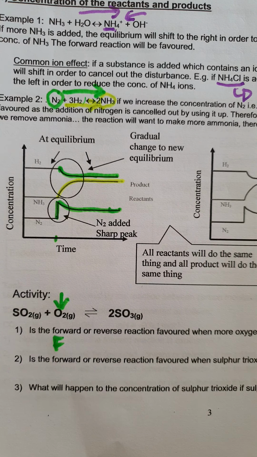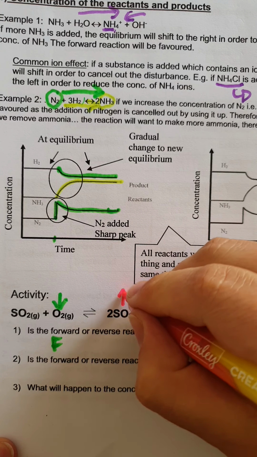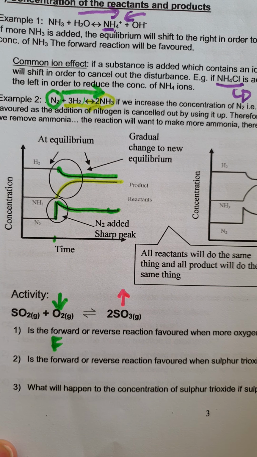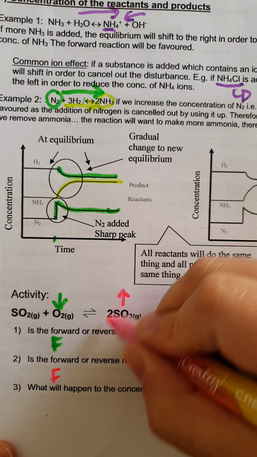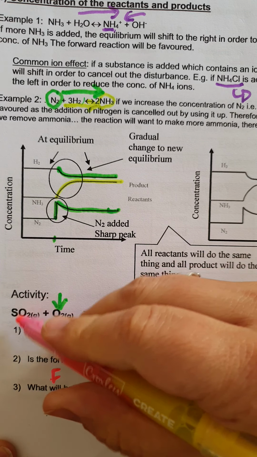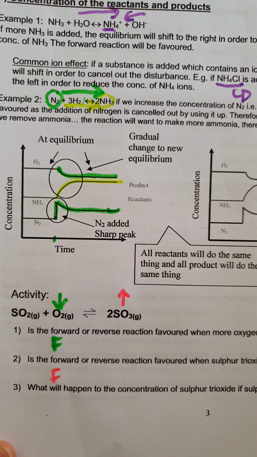Is the forward or reverse reaction favored when sulfur trioxide is removed? Sulfur trioxide removed. So forward reaction is going to be favored again because you want to make more SO3, and so these two have to react to make more of that.